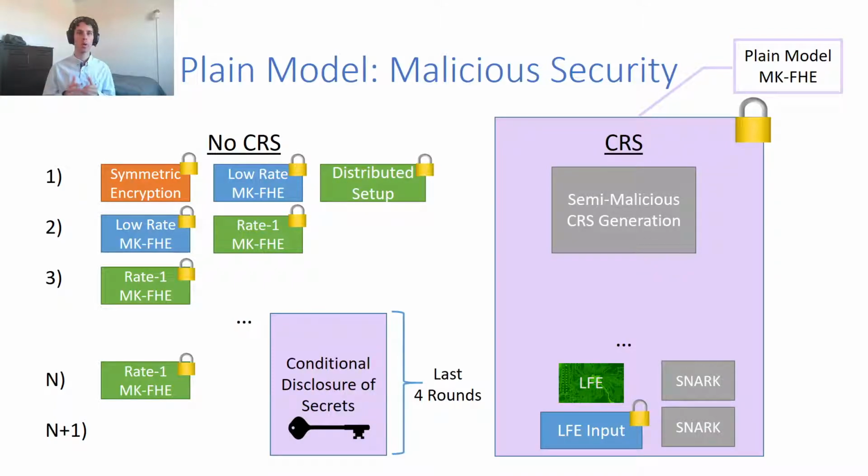key for the CRS portion of the transcript immediately. So that'll happen in the last 4 rounds. And at the end of that, all the parties will be able to decrypt the CRS portion of the transcript and then finish decoding the transcript.